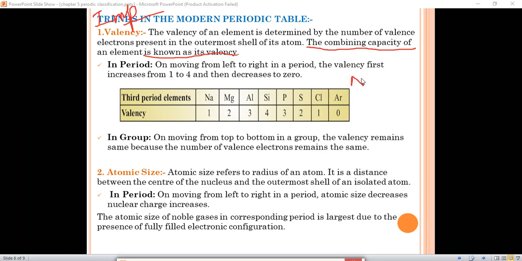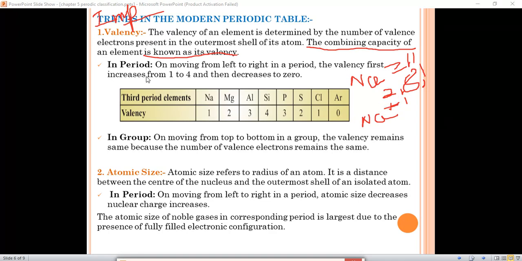For example, sodium. What is the atomic number of sodium? 11. Electronic configuration 2, 8 and 1. It has 1 electron in the outermost shell. The valence electron is equal to 1. If it donates 1 electron to anyone, what will be the valency of sodium? Na plus 1. So this is its valency.